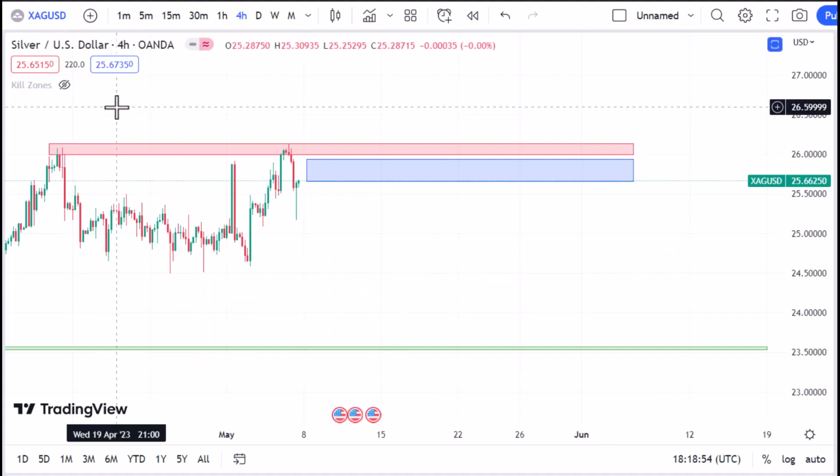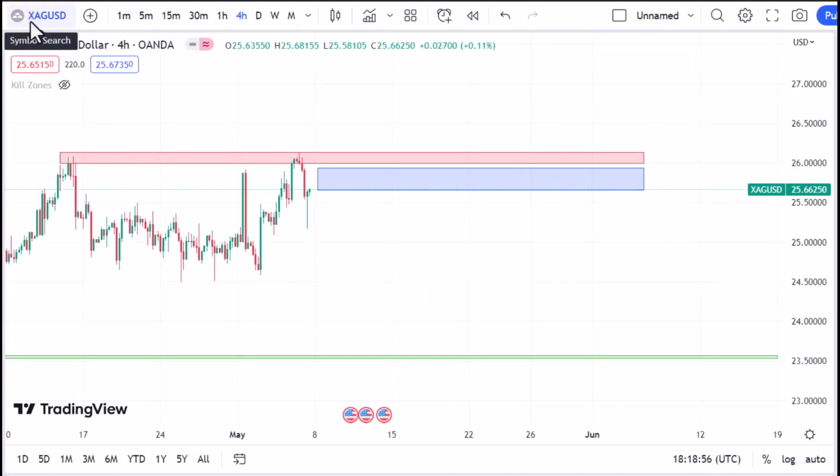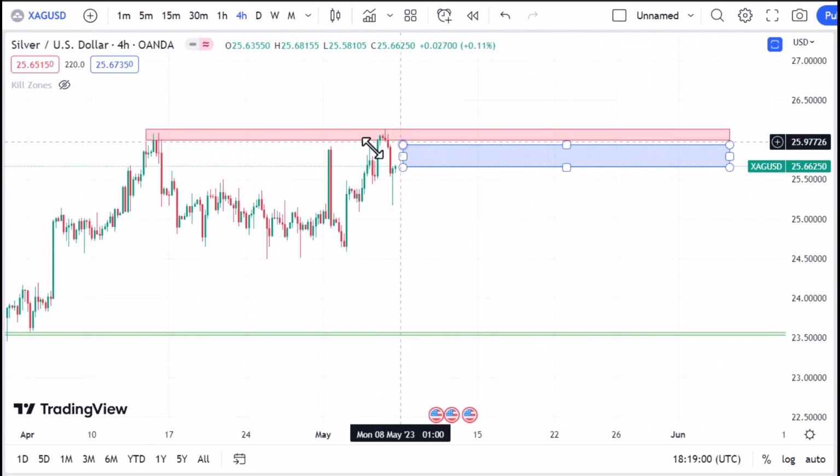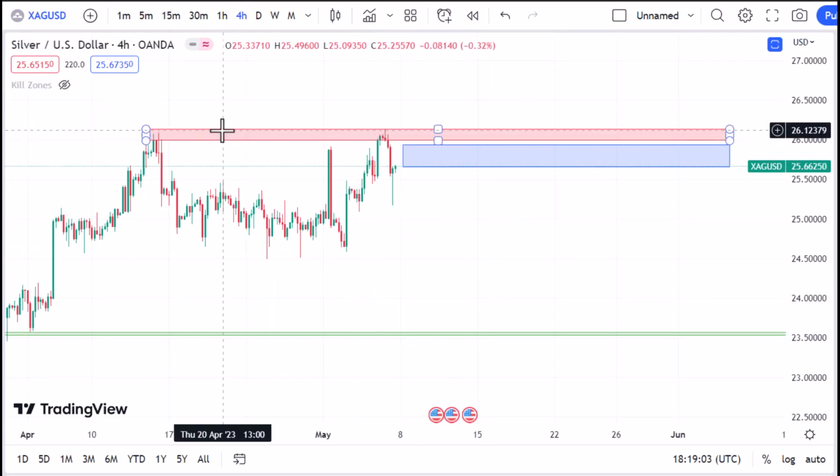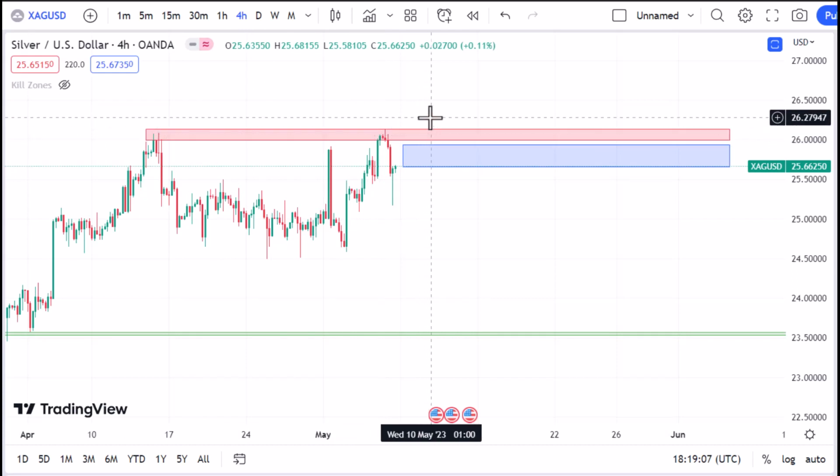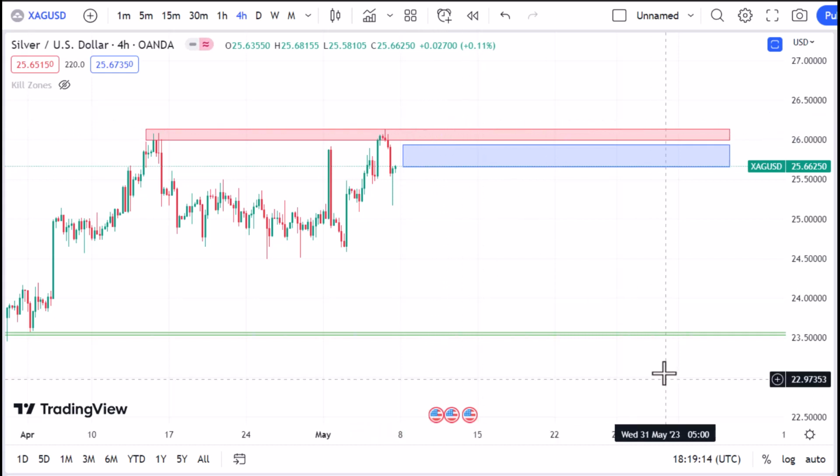Okay, now that we are on the chart, as you can see, we are on XAGUSD on the 4-hour time frame. I have pre-drawn some zones for you. As you can see, there is a resistance zone above these highs, and this shows that there might be a lot of money and leverage for the price and the banks to gather from here and then start a bearish trend to the downside.